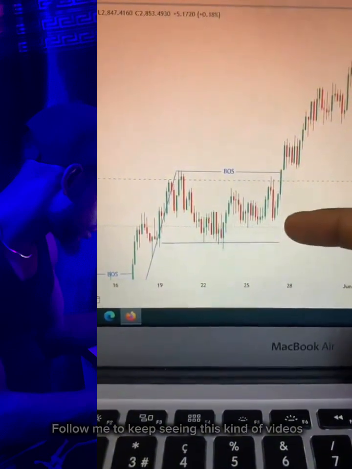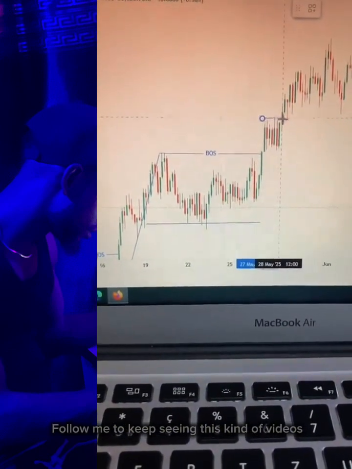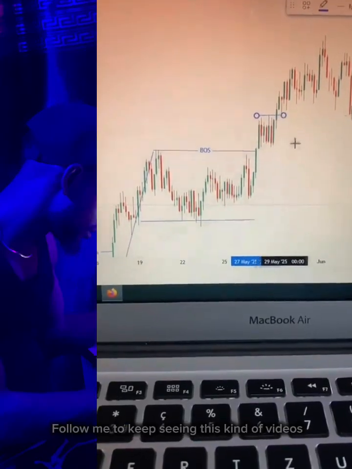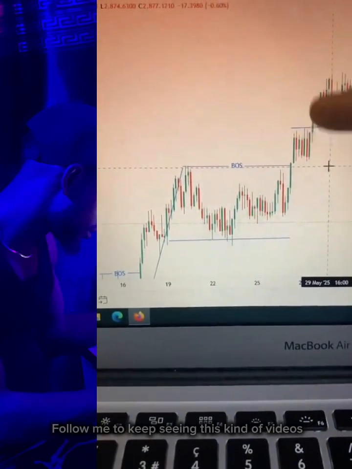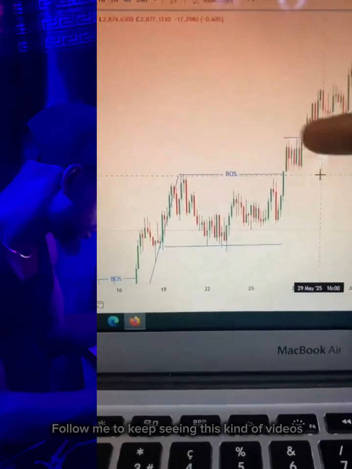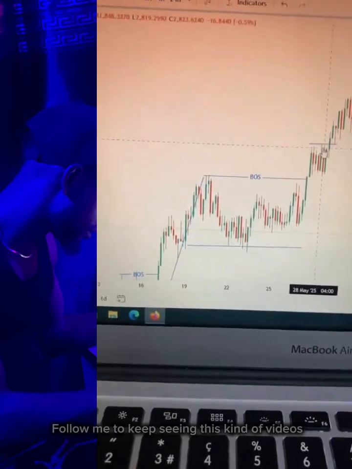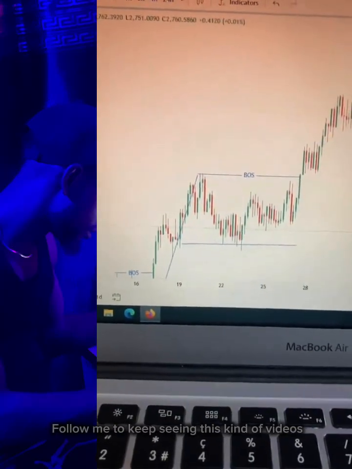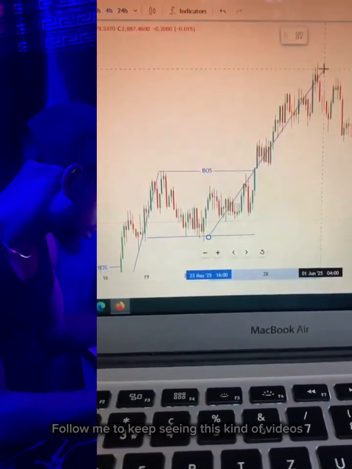Now, when price breaks up on this side, is this a valid break of structure? Yes or no? Some will say yes, some will say no. This is invalid. There is no impulsive move, they are not impulsive. So for me, this is like what? One leg to this zone here, and even from here to here is one leg candle.